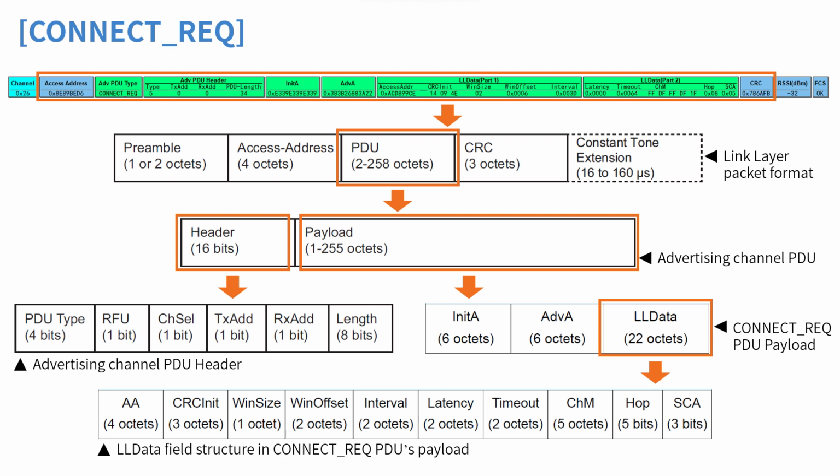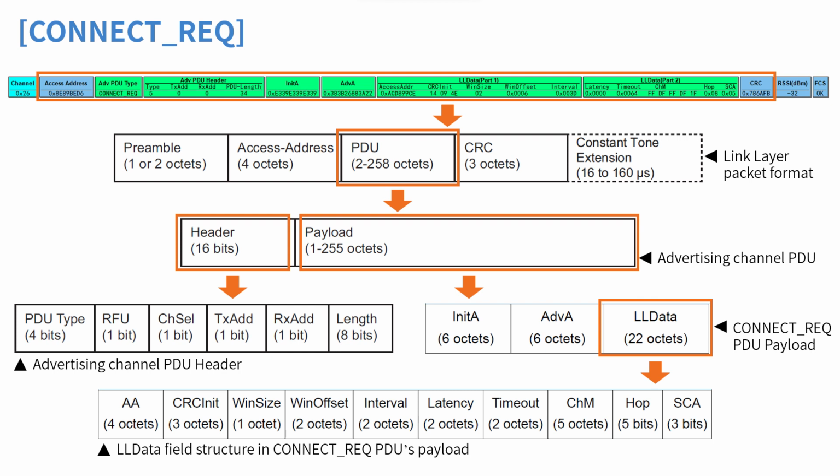The LL data consists of 10 fields. The AA field should contain the link layer connection's access address determined by the link layer. The CRC init field should contain the initialization value for the CRC calculation for the link layer connection. It should be a random value generated by the link layer. The window size, window offset, interval, latency, and timeout fields have been explained before.